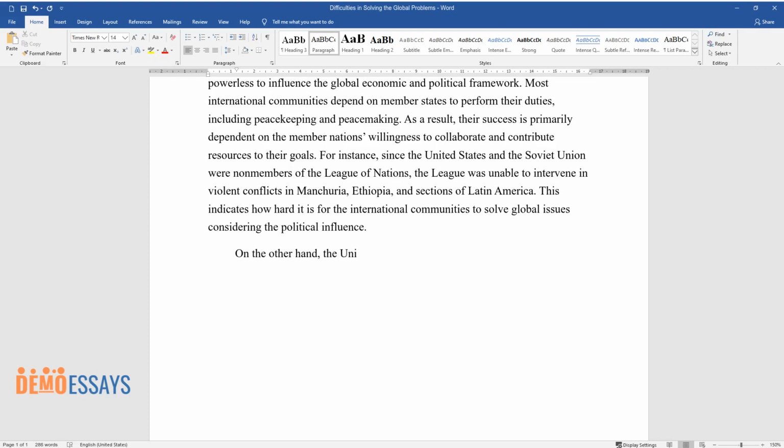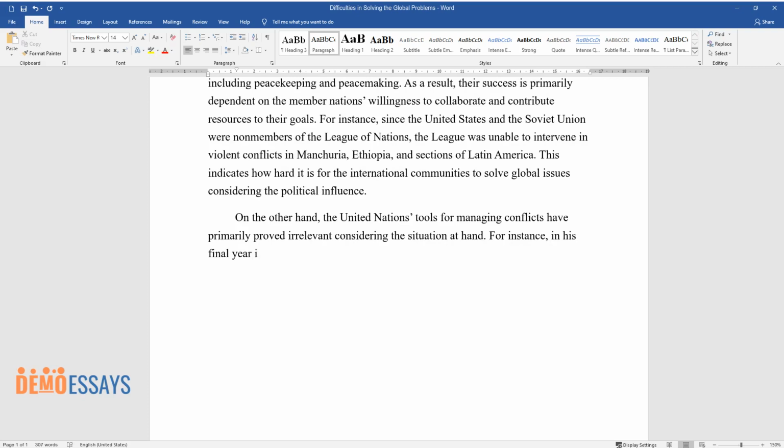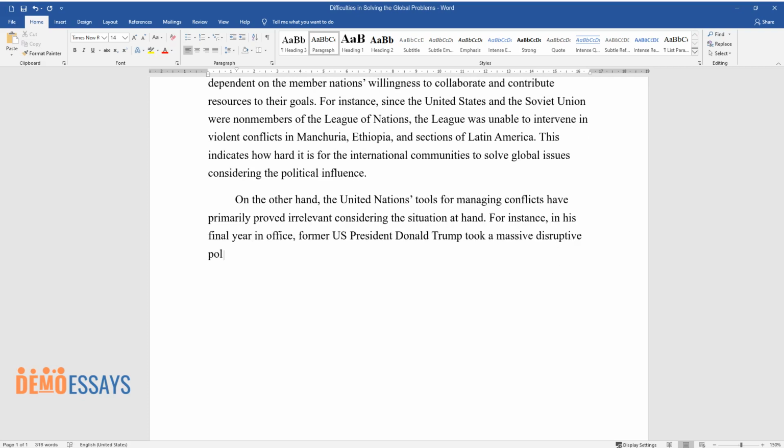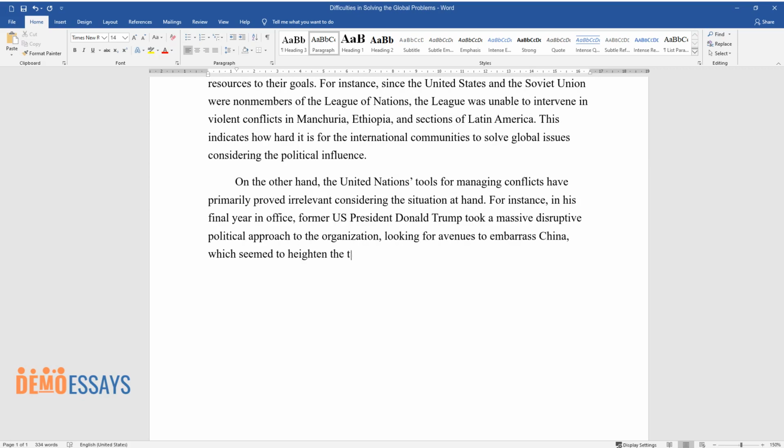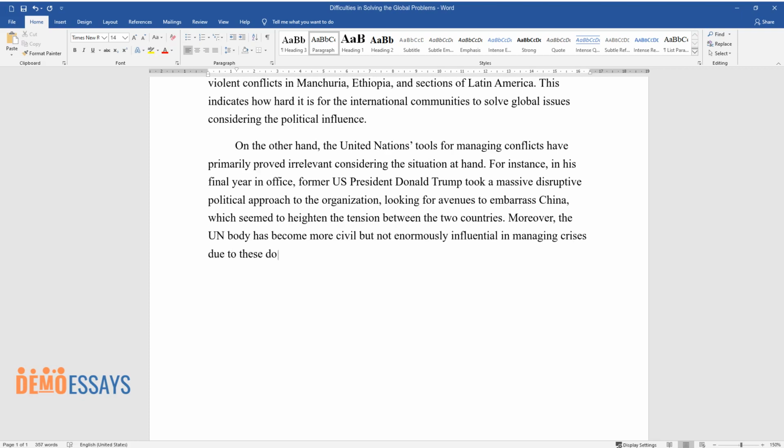On the other hand, the United Nations tools for managing conflicts have primarily proved irrelevant considering the situation at hand. For instance, in his final year in office, former U.S. President Donald Trump took a massive disruptive political approach to the organization, looking for avenues to embarrass China, which seemed to heighten the tension between the two countries. Moreover, the UN body has become more civil but not enormously influential in managing crises due to these dogmatic effects.